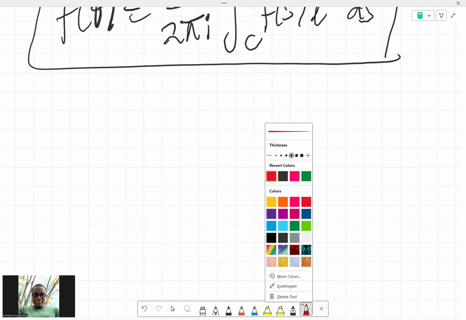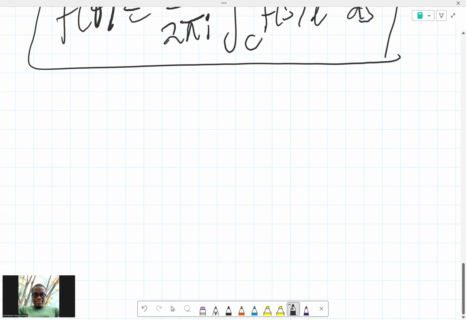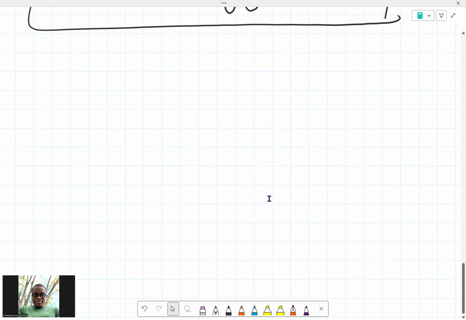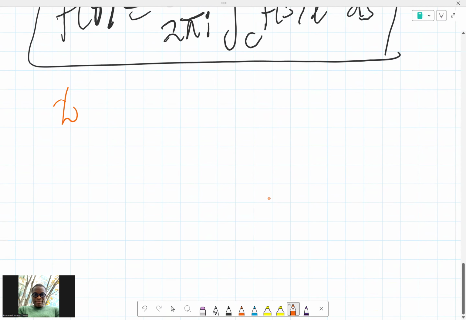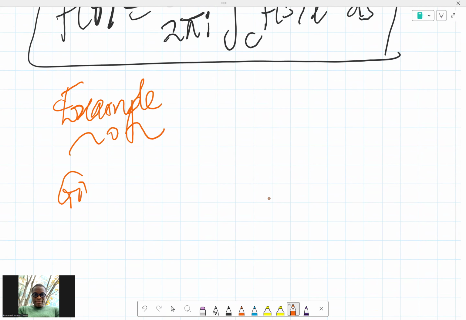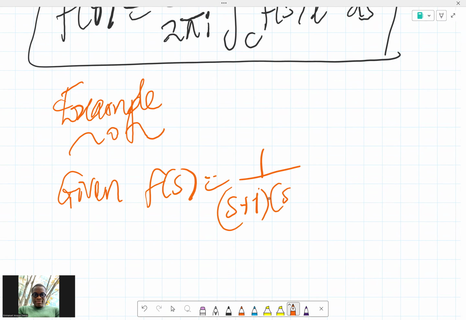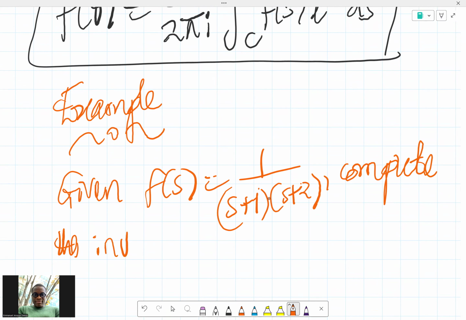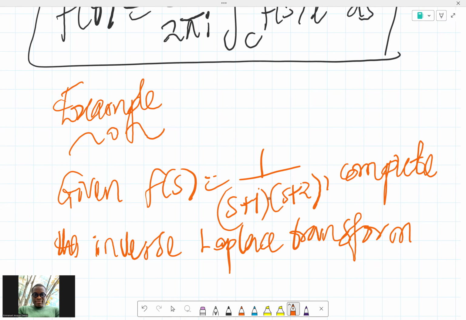Okay, let's move on to an example. The same problem we've been solving all along, right? Given F of s equals 1 over (s plus 1)(s plus 2), compute the inverse Laplace transform using the residue theorem.